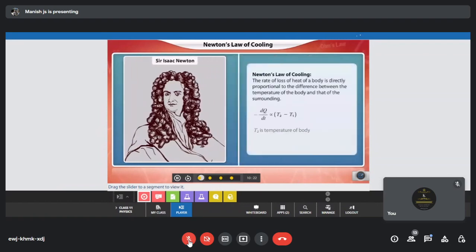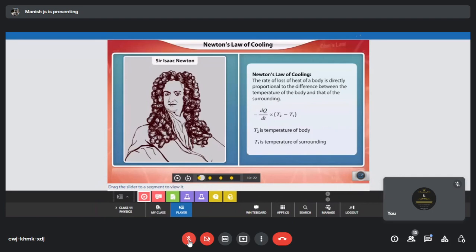According to Newton's law of cooling, the rate of loss of heat of a body is directly proportional to the difference between the temperature of the body and that of the surrounding. So it is the basic statement of Newton's law of cooling. When we say rate, we always divide by time. So if you say rate, it is with respect to time. That is the meaning.